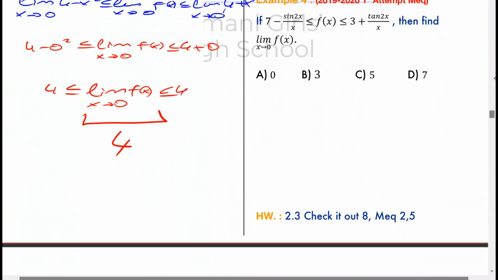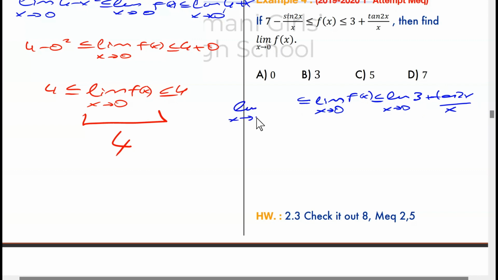Okay, another question which is trickier than this. We need to find the limit in the middle. We need the limit as x approaches 0 of f of x by using the limit as x approaches 0 of the right side or left side. The limit as x approaches 0 of 7 minus sine 2x over x. So let's use one of the sides. Sine or tan, it doesn't matter. So let's use this side.